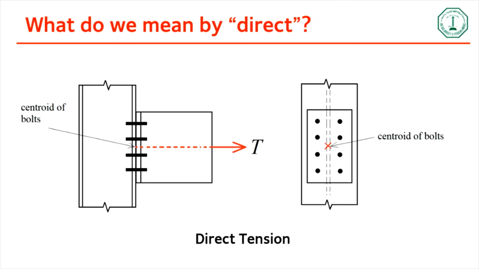Now what about direct tension? When we see that the centroid of these four bolts lies over here, and when the tension acts exactly at that point, we call that a direct tension. It is a case of direct tension.